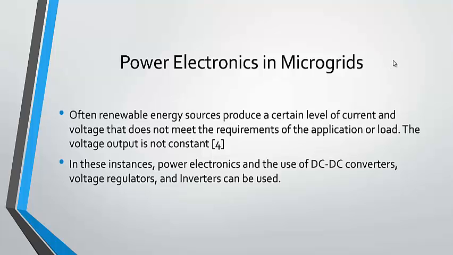Power electronics and microgrids. Often renewable energy sources produce a certain level of current and voltage that does not meet the requirements of the application or load. The voltage output is not constant. In these instances, power electronics and the use of DC to DC converters, voltage regulators, and inverters can be used.